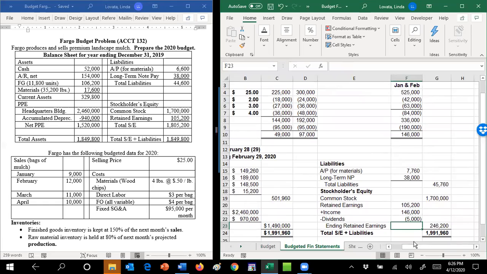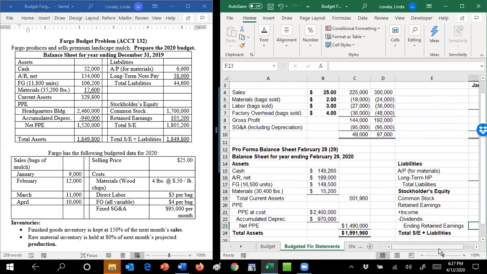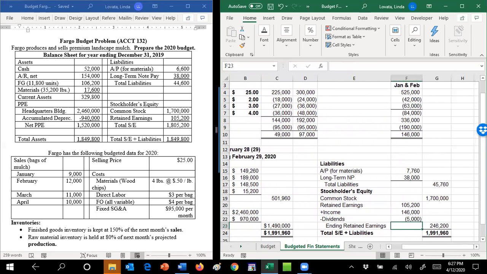Cross your fingers. If these things don't balance, you're in bad shape. So all the numbers you've already had, and so you could prepare your income statement and balance sheet on a budgeted basis. That's all there is.